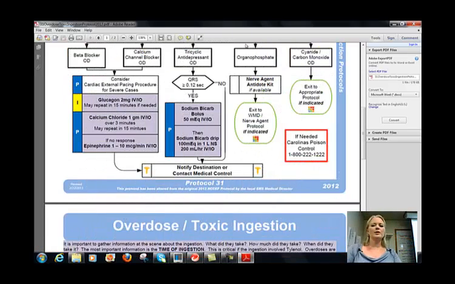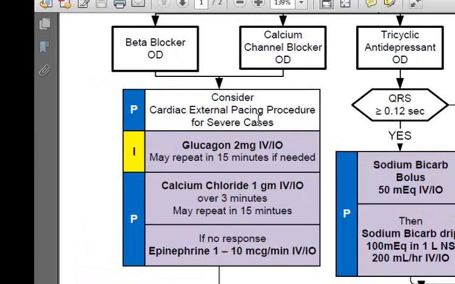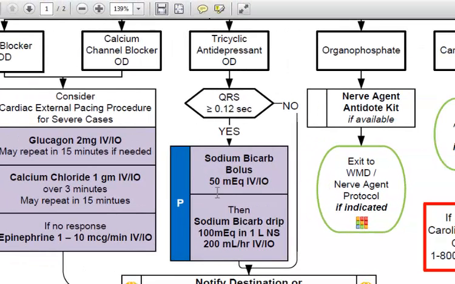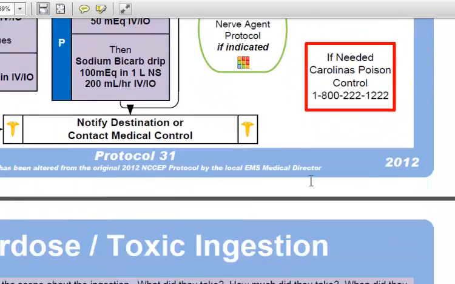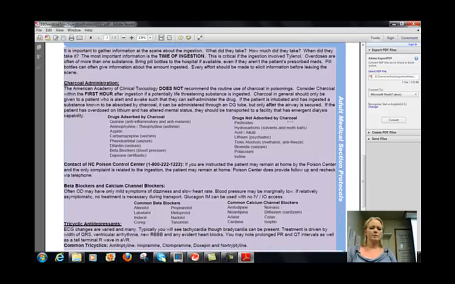So it has information about specific overdoses on here. Beta blocker and calcium channel blocker overdoses both get glucagon and calcium, and epi if you need it. TCAs get bicarb, and more bicarb, and lots of bicarb. We don't carry the TPAM injectors, so there's not a lot you can do for organophosphates. You can give them some atropine. On the second page, there's a lot of information.